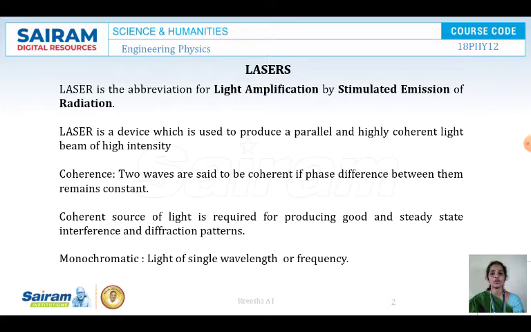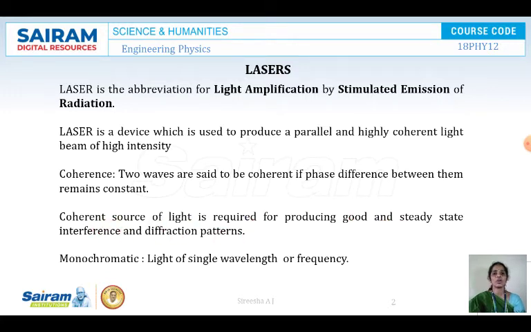So what is meant by coherence? Two waves are said to be coherent if the phase difference between them remains zero or constant. So the phase difference should be either zero or constant. Then the two waves are said to be a coherent source. A coherent source of light is required for producing a good and steady-state interference and diffraction pattern.